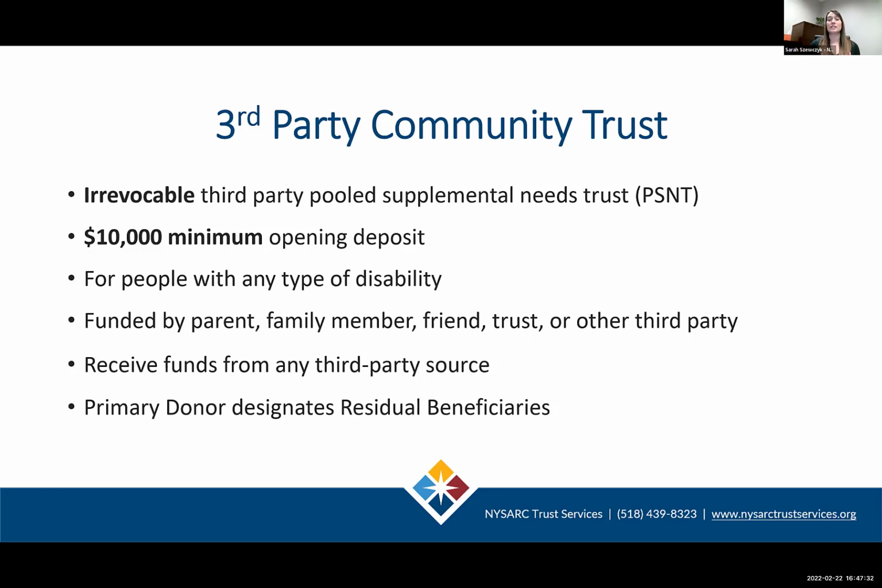Traditionally, NYSARC Trust Services has offered third-party trusts to the individuals who we serve through our not-for-profit if they have a qualifying intellectual or developmental disability. And so this program now allows us to serve people with any type of disability, and we're no longer restricted to only working with people who have an intellectual or developmental disability.